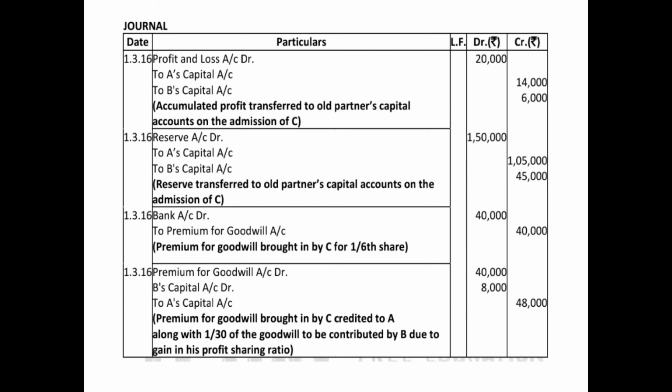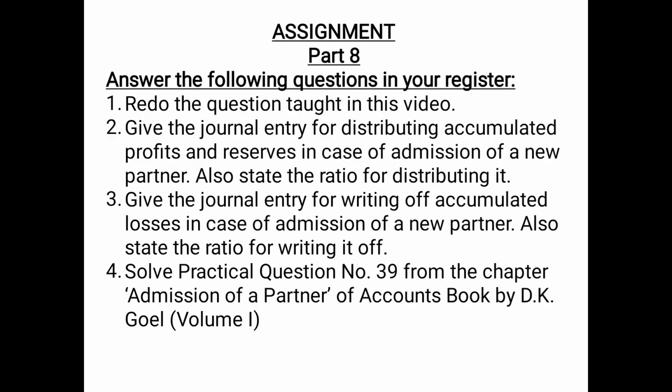So these were the journal entries related to this particular question and the topic which we have discussed in this video. I hope the topic discussed here and the question as well is clear to you, children. This is the assignment based on this part. You have to answer the following questions in your register. Question number 1, you have to redo the question taught in this video. Then question number 2, you have to give the journal entry for distributing accumulated profit and reserves in case of admission of a new partner.